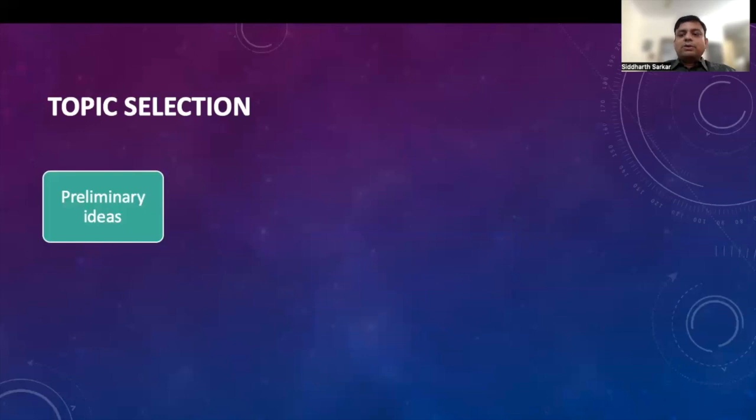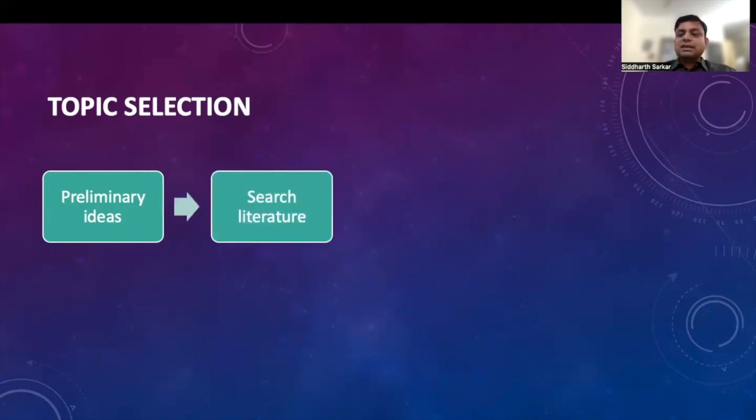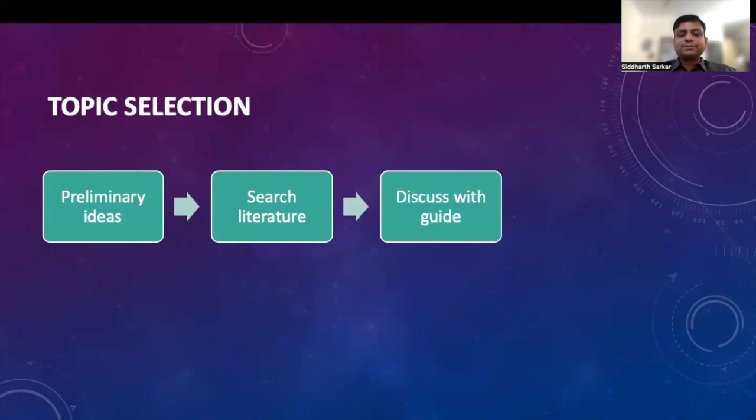Now, how do you go about selecting a topic for research? First, you develop certain preliminary ideas based upon whatever you have heard and read in the field that you are going to do research in. Then you search certain literature to look at the depth of the topic, what people have done research in, what are the different elements of research that are coming out, what are the different methodologies people are using, what are the current flavor of the science in that field.